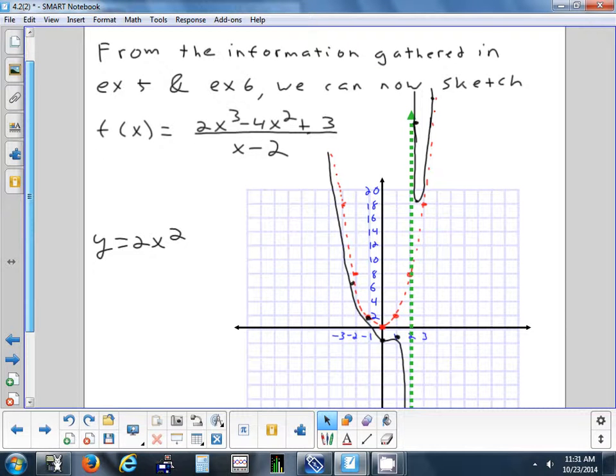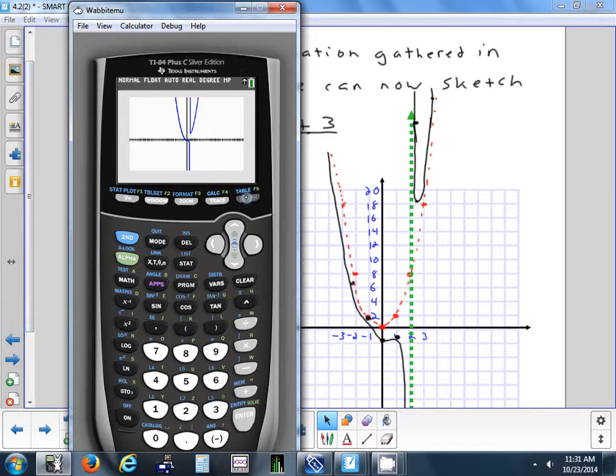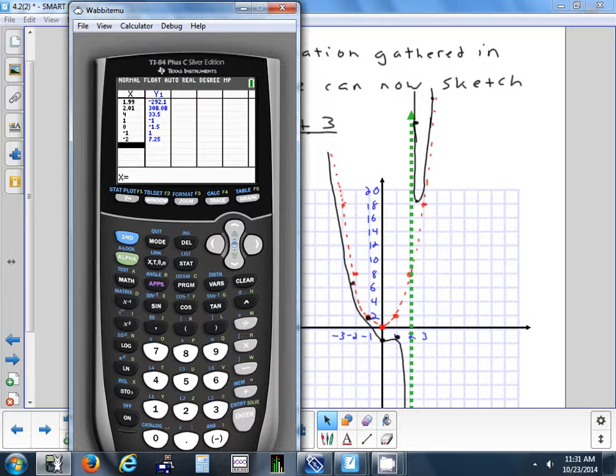Any questions on that? So same idea as what we did before, but you might need more points. And I mean, I did. I needed like 7 or 8 points to try to get an idea of the sketch.